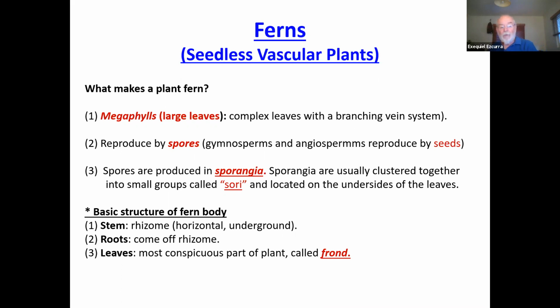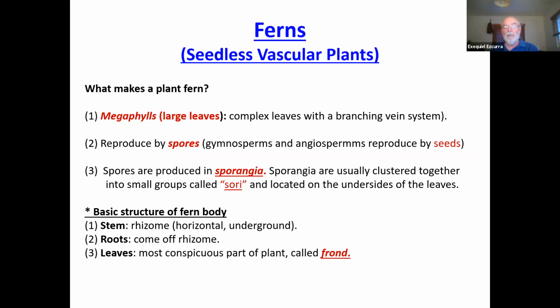The stem, when present, is basically an underground rhizome. It doesn't have an aerial stem. The stem is an underground rhizome. The roots come off the rhizome and the leaves come off the stem. Normally, botanists are unwilling to call them leaves in the case of ferns. They prefer to call them fronds because, as you will see, they have a really complex structure.